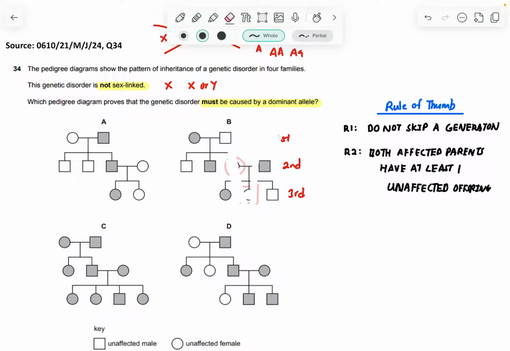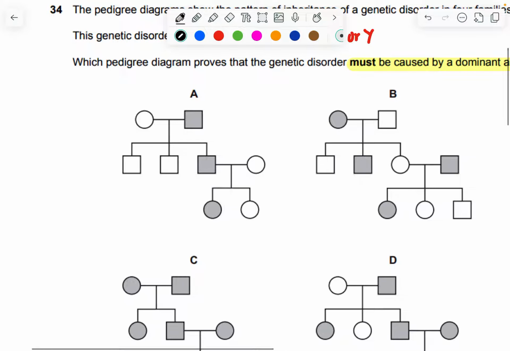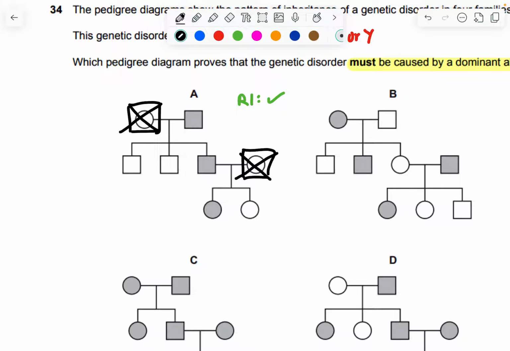Okay, so now since you have understood the rules of thumb, we're going to decipher all of these answers. Let's look at A. You can see that the first generation has the disease, the second generation also has the disease, the third generation also has the disease, meaning rule number 1 passes. Now let's look at rule number 2. Remember, both affected parents must have at least one unaffected offspring. So this is ineligible already. Neither is this one, also ineligible, because both parents have to be affected in the respective generation and they must give birth to at least one unaffected, which this is actually correct. And this is also correct, but they don't satisfy the both affected parents. So rule 2 is not satisfied, so A is wrong.